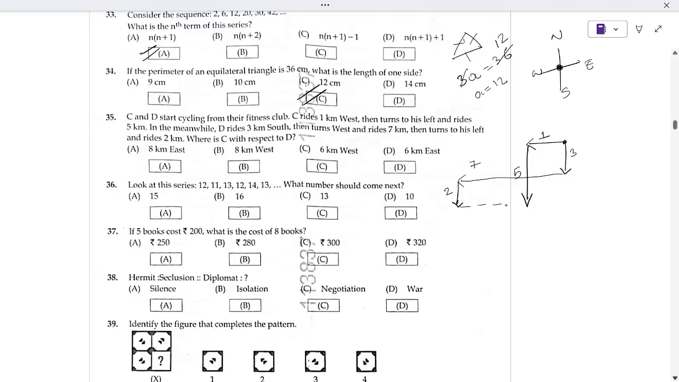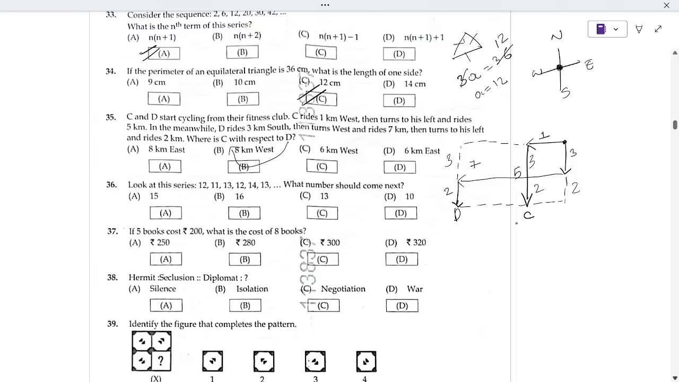So can we do this this way? Let's make the diagram. Here, if this is 3, then here also 3, and 2 here, because the total is 5. So here 3 and 2. Here D is, here C is. The question is asking us to find where C is with respect to D. D is here. C is on his right side.